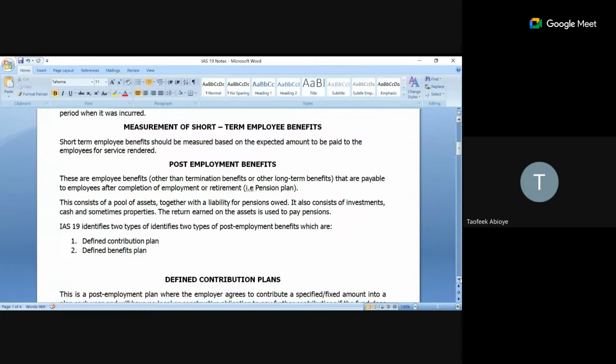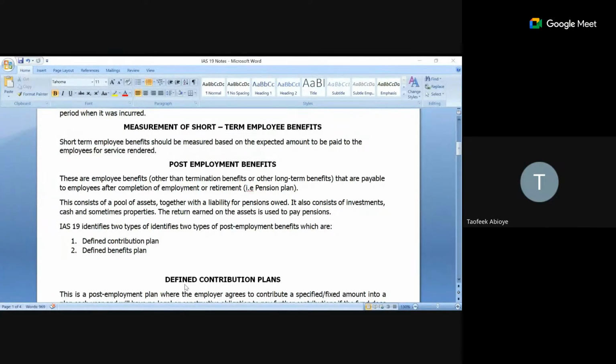So pension plan is sometimes regarded as post-employment benefit. So it is the popular benefit that we all know that, okay, it is post-employment. So now, how does post-employment benefits work? Let me quickly explain before we start going deep. How does post-employment benefits work?